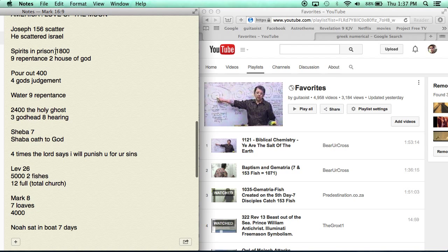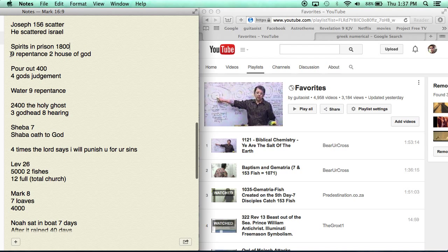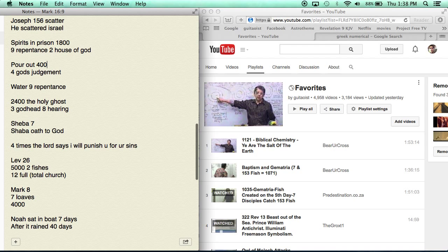Spirits in prison equals 1800. And here's where we get into the meaning of the numbers. The number 9 means repentance. The number 2 means the house of God. So 18 is a divisible of that. And the spirits in prison are people in the house of God who are in repentance. Isn't that crazy? I mean, that's how you interpret it. Jim Brown found all his own little things. He didn't read it anywhere.